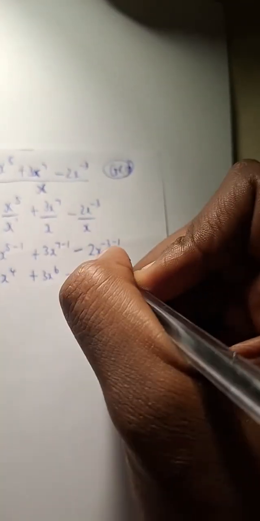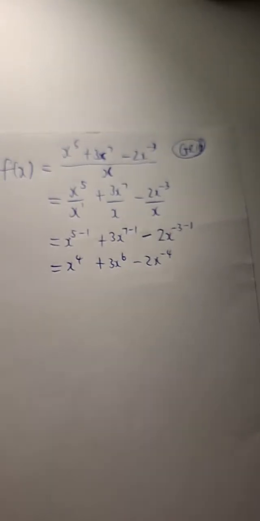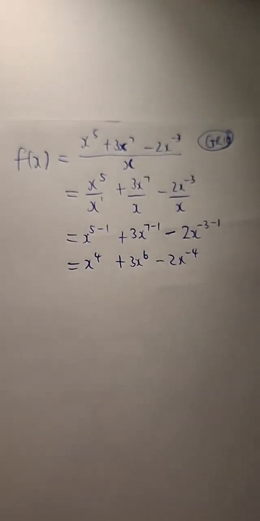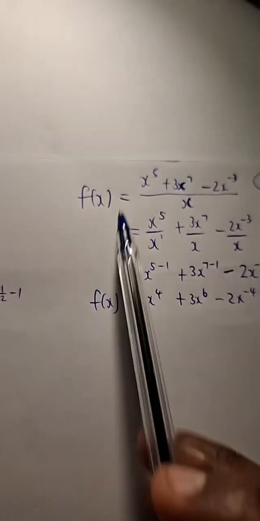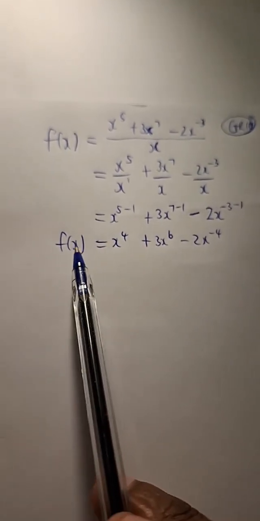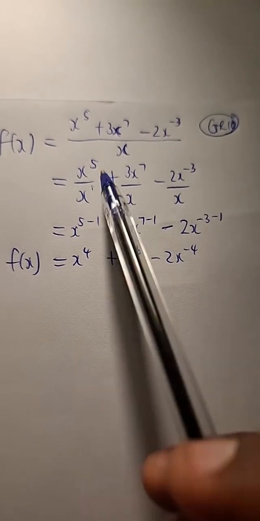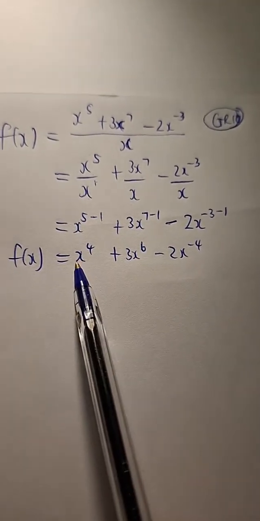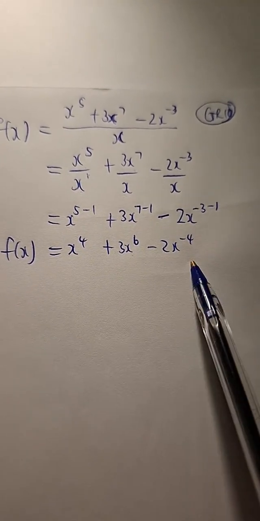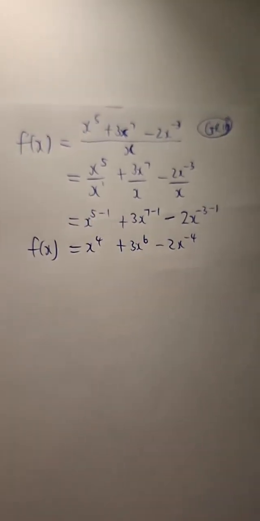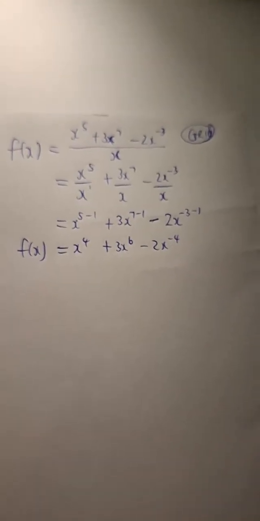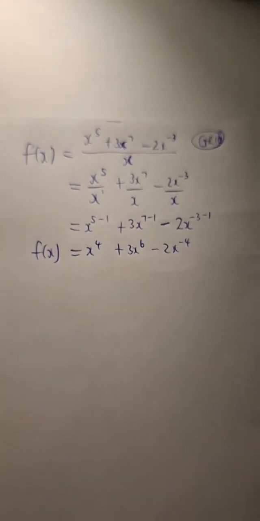Have a good one. 3x to the power 6 minus 2x to the power negative 4. Right? Okay. So there we have it, guys. And all this time, we just retain f of x because we are still in the process of simplifying our expression. Now, can you see, guys, I have independent terms. Now, derivation can happen. I can apply the differentiation rules.